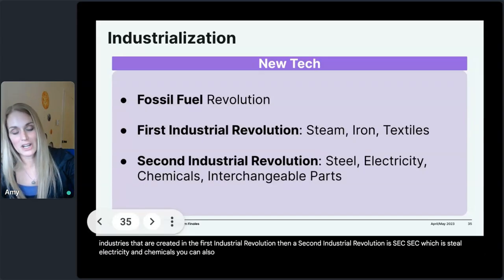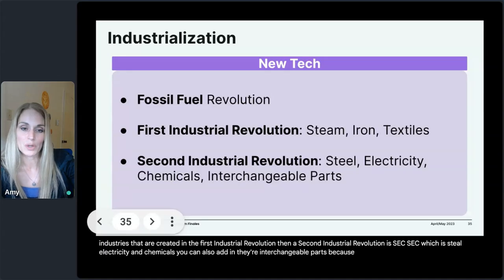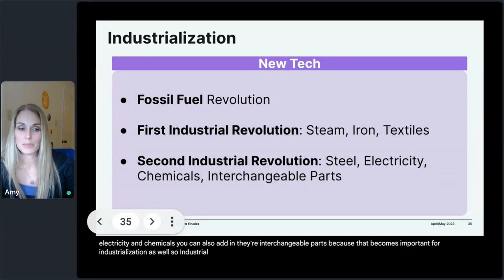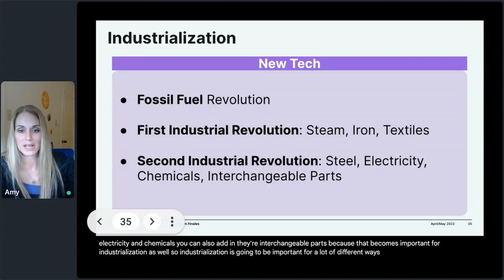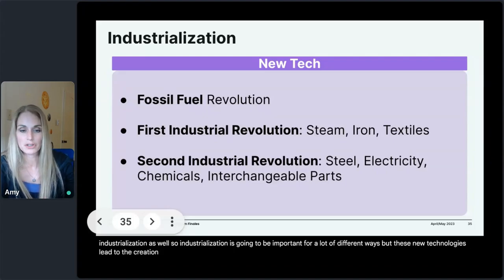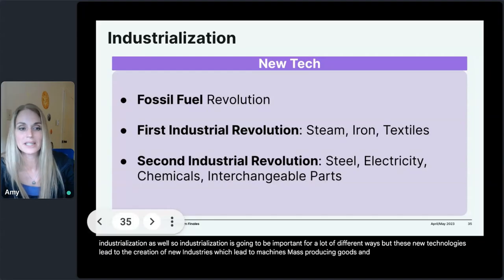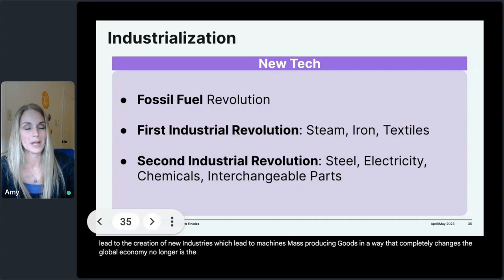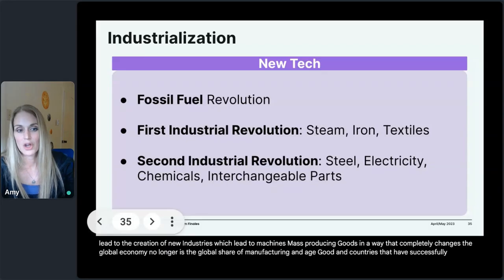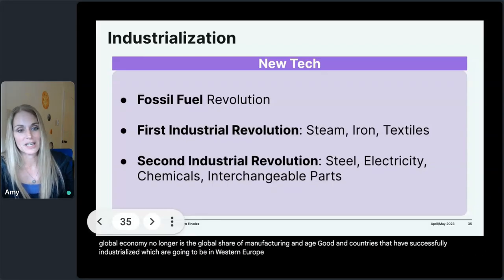You can also add in there interchangeable parts because that becomes important for industrialization as well. So industrialization is going to be important in a lot of different ways, but these new technologies lead to the creation of new industries, which lead to machines mass producing goods in a way that completely changes the global economy. No longer is the global share of manufacturing in Asia. Now it is going to be concentrated in countries that have successfully industrialized, which are going to be in Western Europe, the United States, and in Japan.